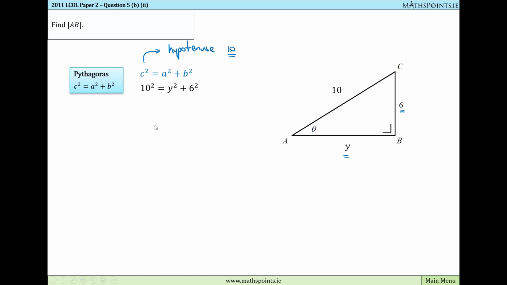10 squared is 100, equals y squared plus 6 squared is 36. We're going to subtract 36 from both sides to get the y squared on its own. 100 minus 36 is 64, and then we're going to find the square root of 64. So the square root of 64 is 8 centimeters. And then just to finish the question, we'll write down the notation that they asked for. So AB, the distance from A to B, is equal to 8 centimeters.